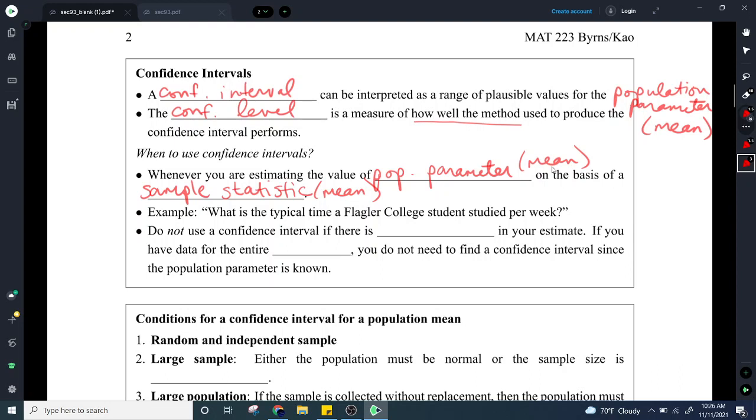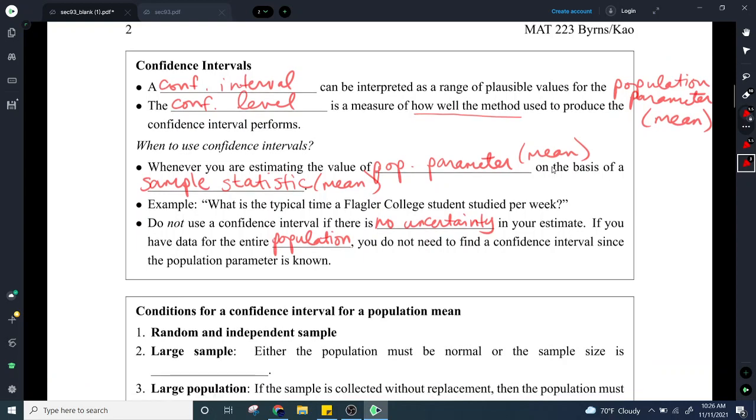Do not use a confidence interval. Let's see what they're looking for. Do not use a confidence interval if there is no uncertainty in your estimate. If you have data for the entire population, then you don't need to find a confidence interval since the population parameter is known. We only use a confidence interval when the population parameter is not known and we have to estimate it using a random sample.